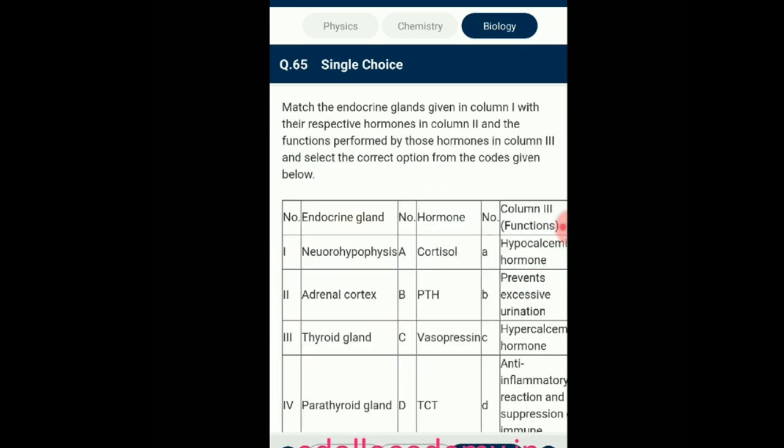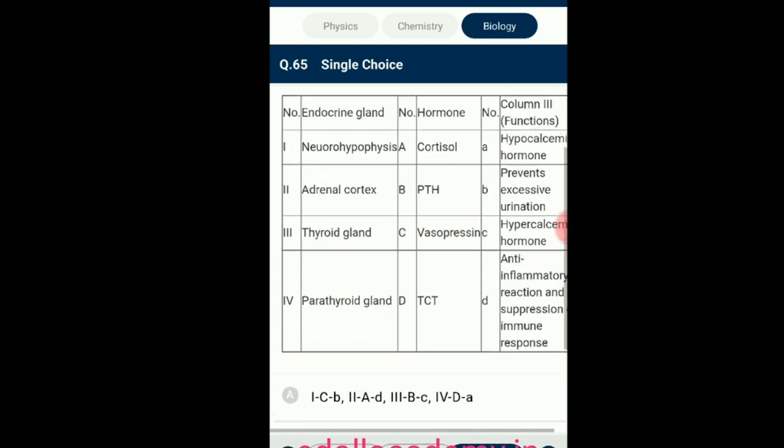Question number 65. Match the endocrine gland given in column 1 with the respective hormones in column 2 and the functions performed by those hormones in column 3 and select the correct option from the codes given below.